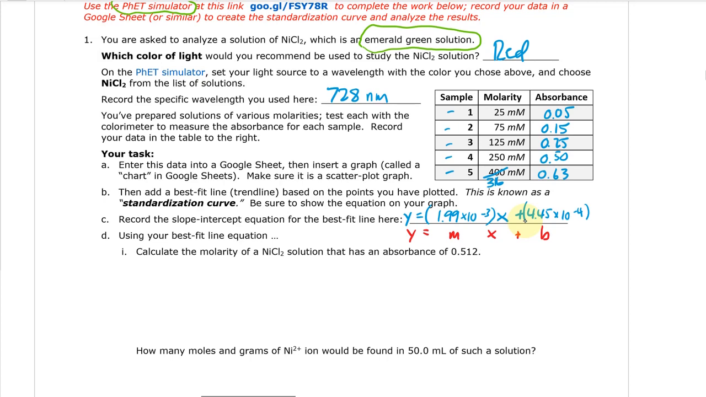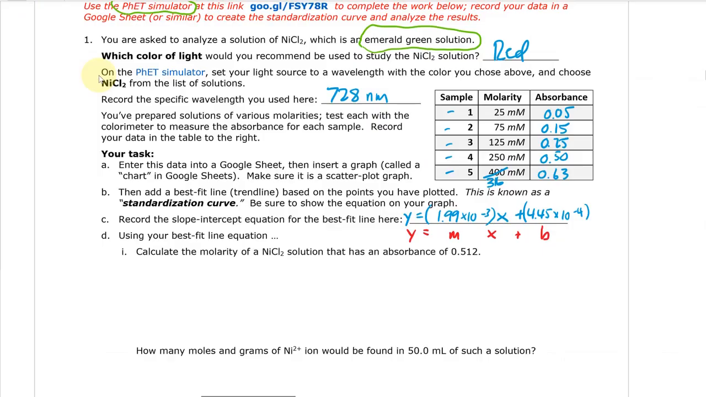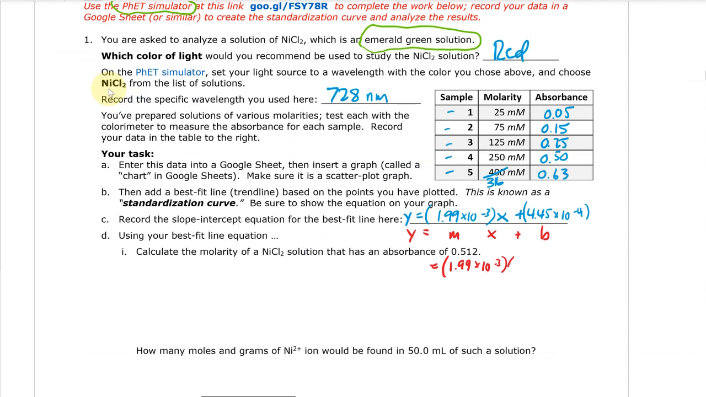But it is, because look what we did on our graph. Go back one more time to the spreadsheet. Remember what we did? We said molarity is on the x-axis. That means my x value is molarity. So I'm going to write this equation one more time. I'm going to say 1.99 times 10 to the negative 3 times not x, but what x represents. And again, once more, that's molarity. Molarity is on the x-axis. So whatever I plug in for x should be a molarity value. So I'm going to put that here instead of the letter x.